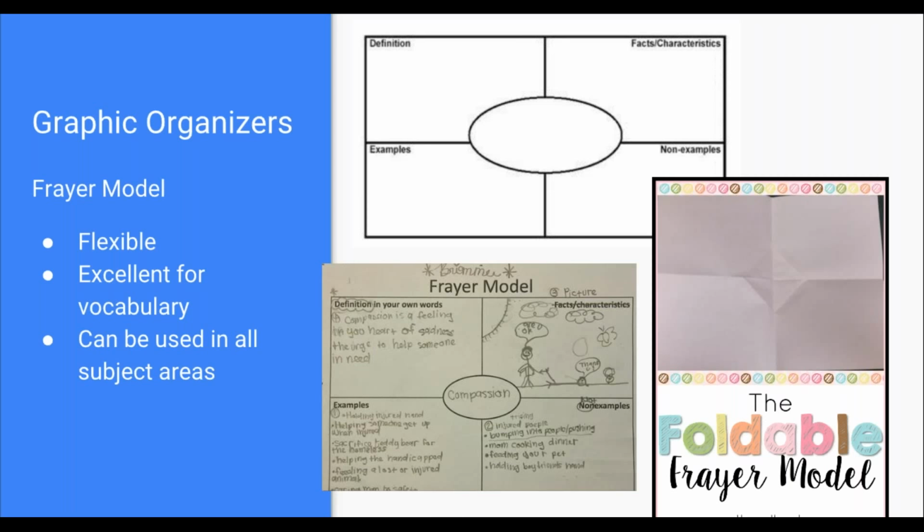But as you can see, we would put our word in the middle, and then definition, you could either have them write it in their own words or give them the definition, depending on where they're at. They can draw pictures, examples. So those are kind of like synonyms and non-examples. And you could also make these 4 boxes anything that you thought would be necessary or helpful for the student to understand the word. But again, I just really like that one because you can do it on the fly. You don't need any preparation. And it's just a helpful way for them to understand that.